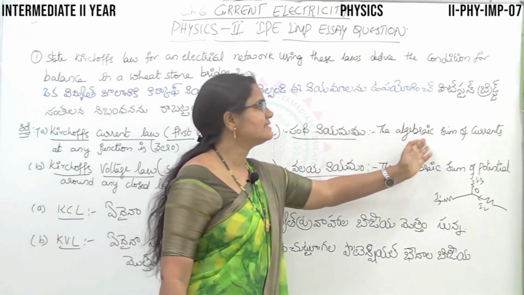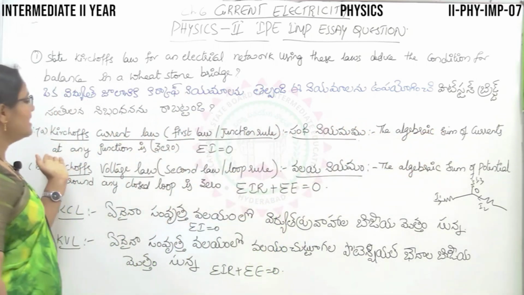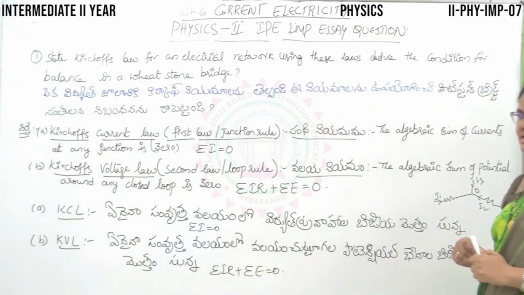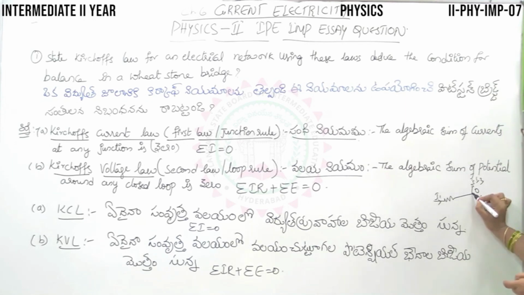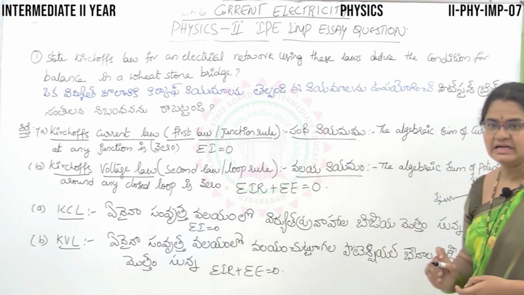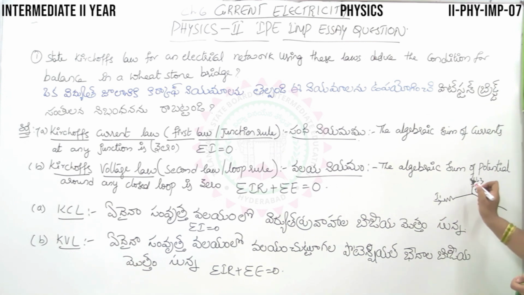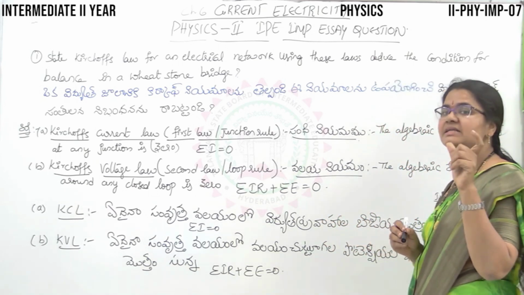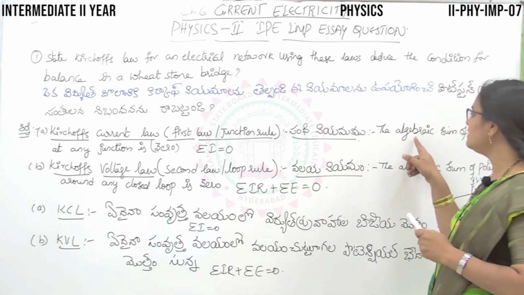The algebraic sum of currents at any junction is 0. If you take a number of junctions, like this is one junction point, we have 3 arms in this junction. For the first, I1 is a current flowing, second I2, third I3. So according to Kirchhoff's current law, the algebraic sum, you have to consider the signs, plus or minus sign, that should be given more importance. That is why the word algebraic came.